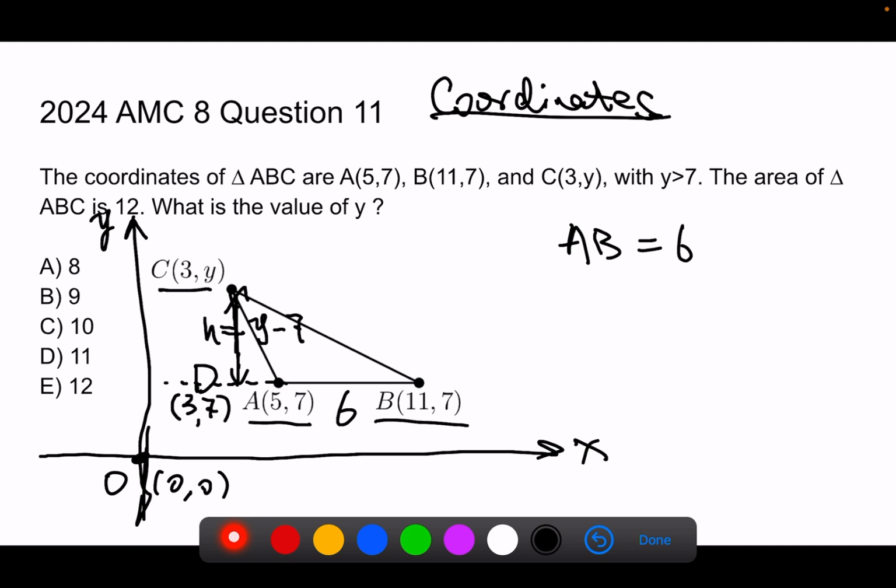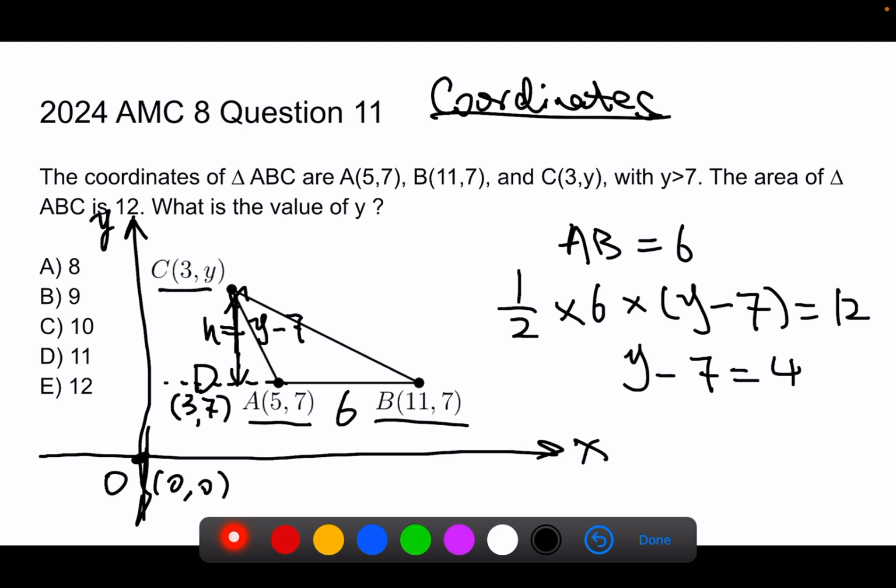Now, the area of this triangle is 12, and 12 is going to be equal to a half times the base, which is AB, times the height, which is y minus 7. If you solve this equation, you can find y minus 7 is equal to 4, and y is equal to 11. So the answer is D, 11. And the knowledge point here is about coordinates, x and y.